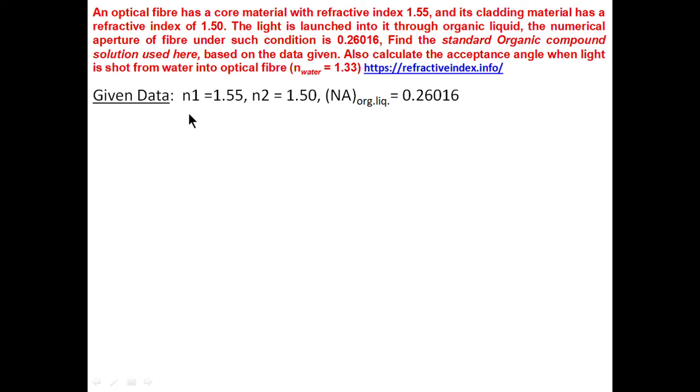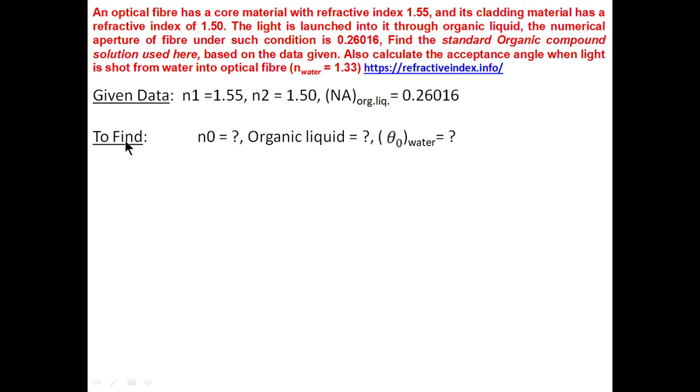The given data is, use your common notion, that is N1 is the refractive index of the core, 1.55, which is of course greater than N2, which is 1.5. The numerical aperture of this optical fiber when kept in organic liquid is 0.26016. Numerical aperture changes with respect to your system, because you have that N0 quantity, that you have to remember. Why this precision? Because we require this precision just to make sure that no other liquid matches with this value. So just be careful with that.